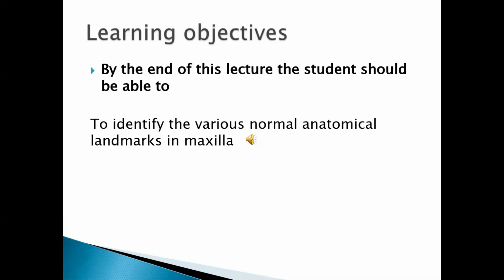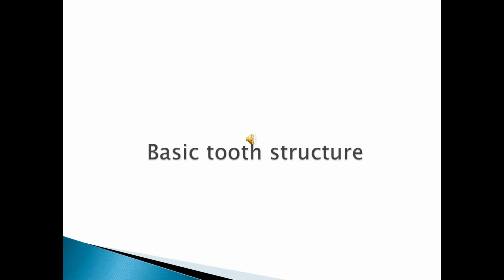the student is able to independently identify the landmark on a radiograph, the objective of this particular lecture would be achieved. Before we go to the landmarks in specific, it is very important to understand how the tooth appears on a radiograph. So in the next few slides, we will be discussing how the tooth and the surrounding structures appear in the radiograph.